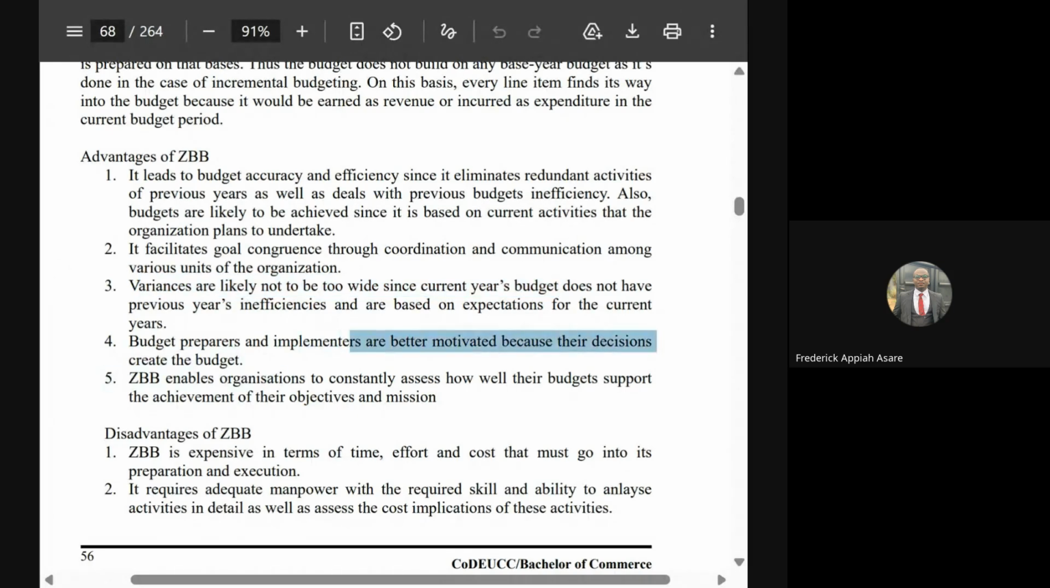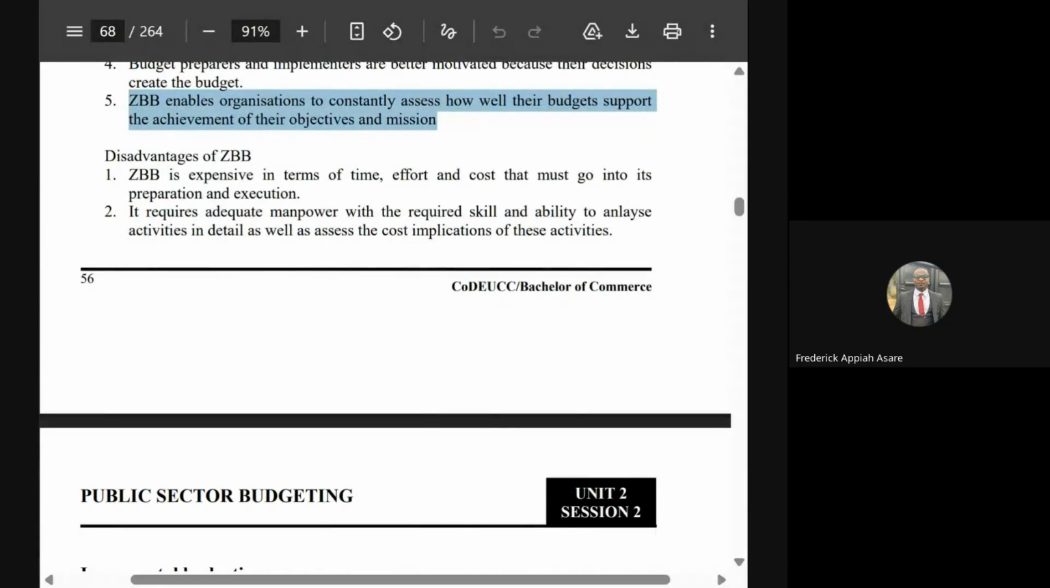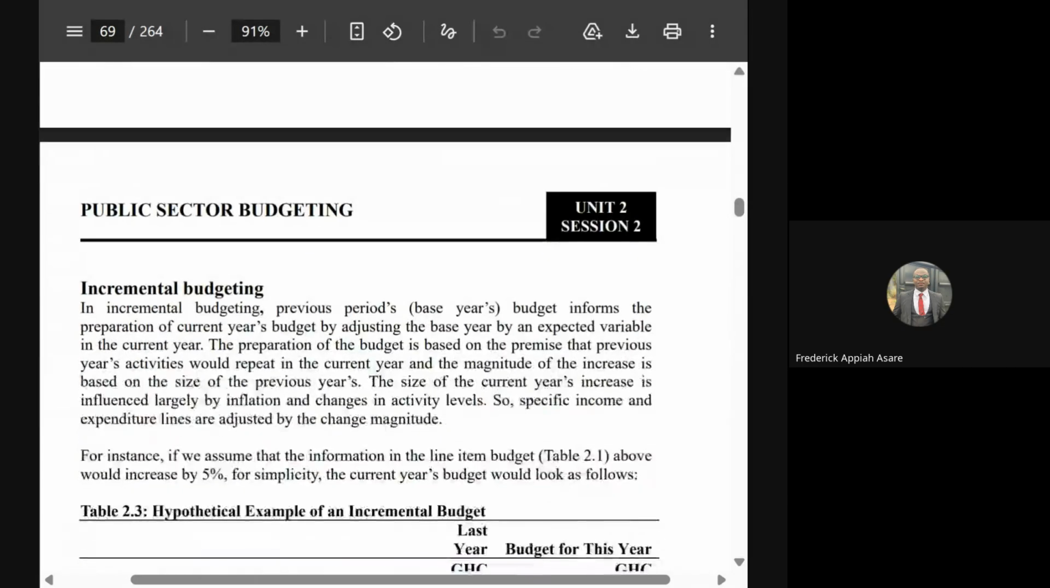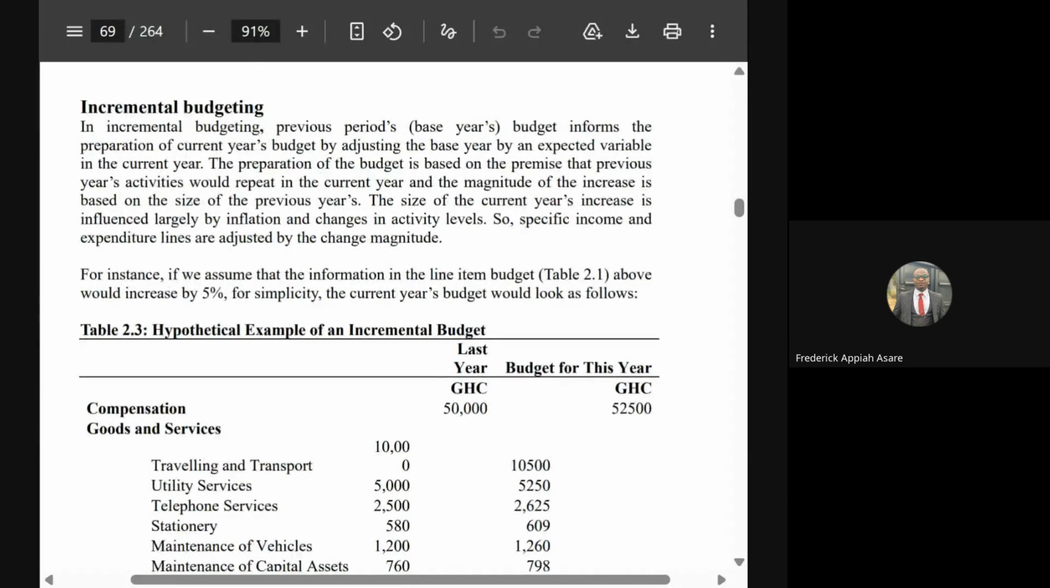Budget preparers and implementers are better motivated because their decisions create the budget, and the budget also enables organizations to constantly assess how well their budget supports the achievement. These are the disadvantages. It's expensive in terms of time because you have to ask people, go around. It takes time. It requires adequate manpower. Yes, energy is also required before you can do that.